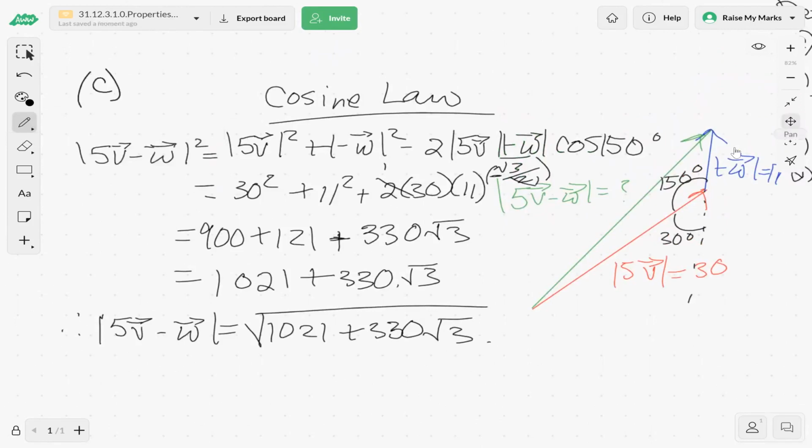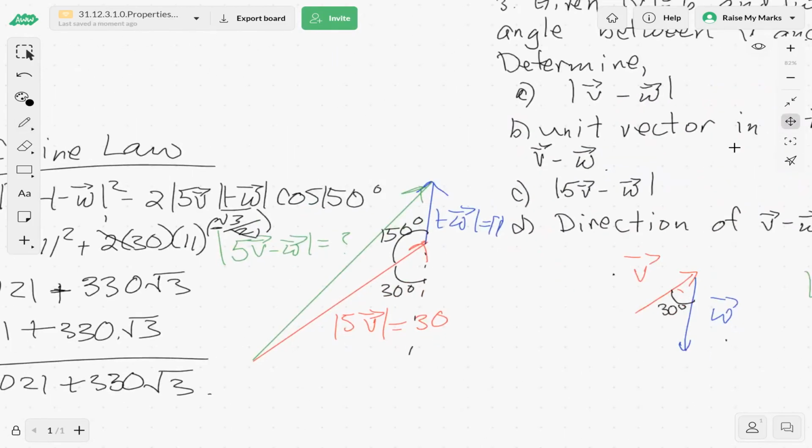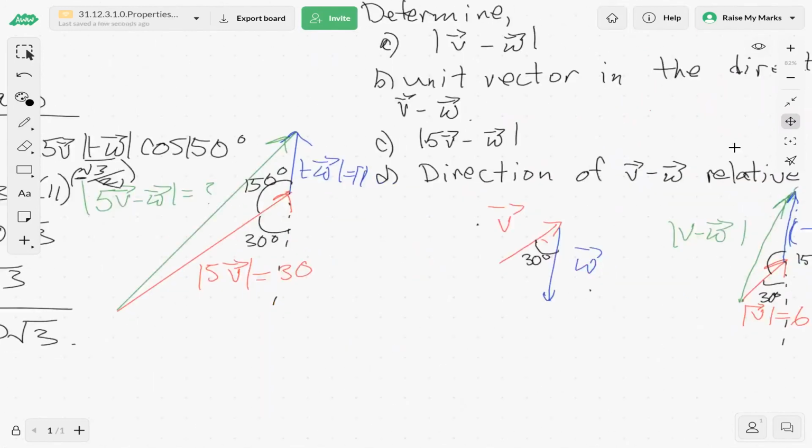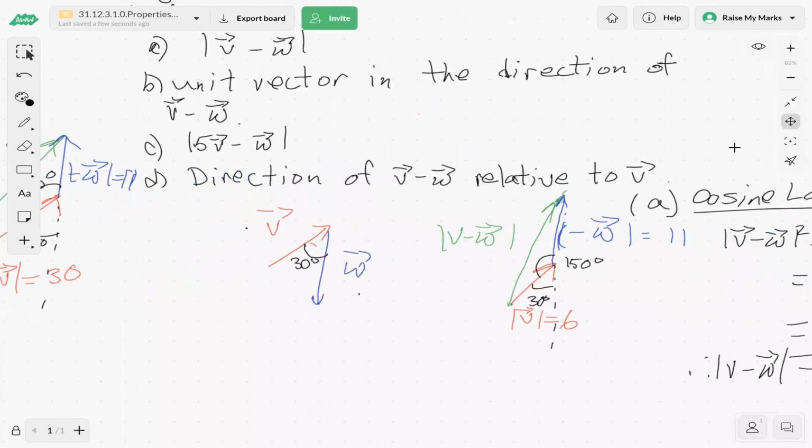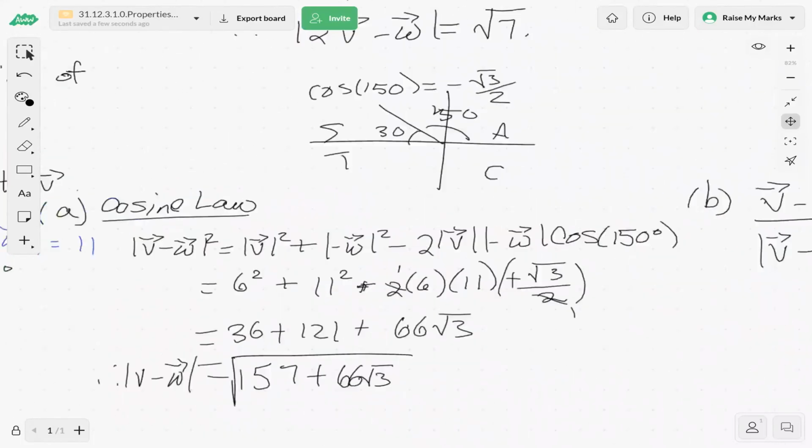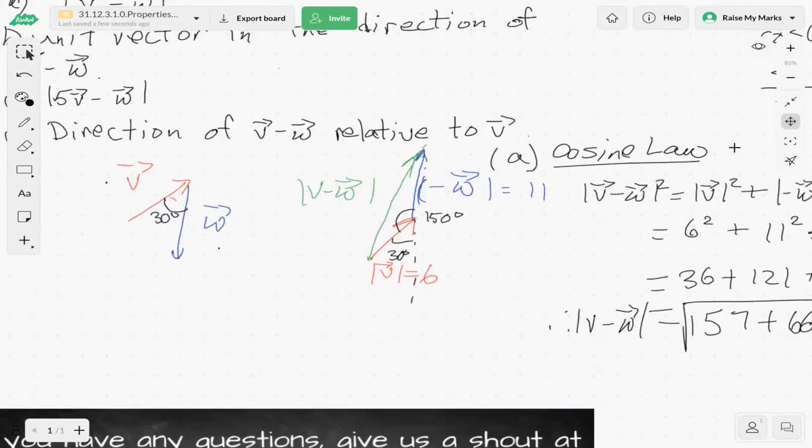Again, just an application of the cosine law. Part D, the direction, we're asked to find the direction of V minus W relative to V. Okay, so that brings us back to part A and that triangle. So let's scroll back over to this triangle right here. We're asked to find the direction of V minus W in relation to V. So if we can find this little yellow angle here, then we're good. So how do we do that? We need to use the sine law.